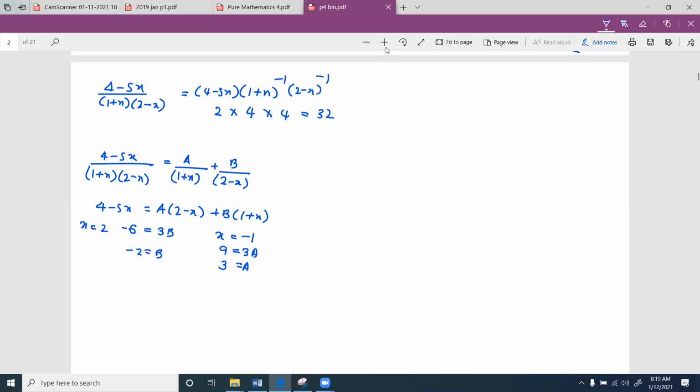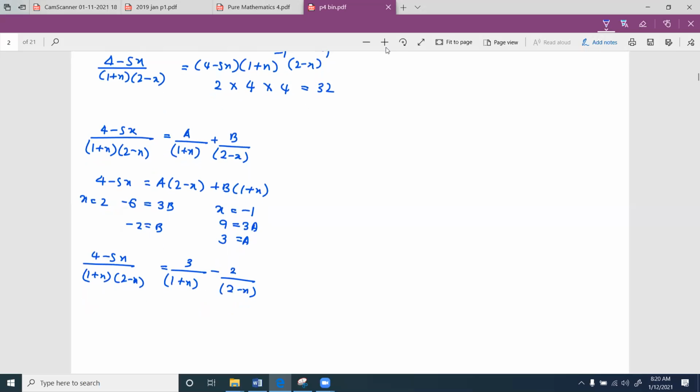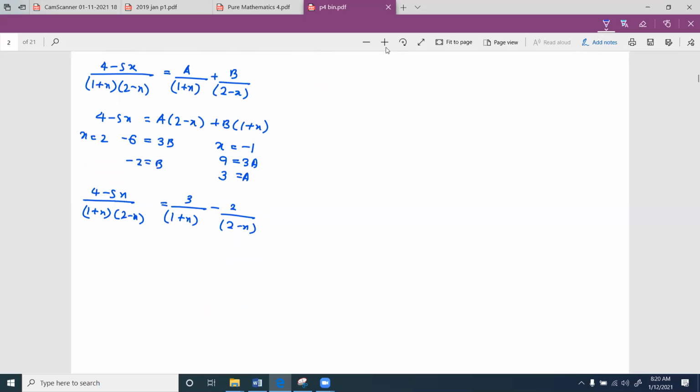So this expansion turns into (4 minus 5x) over (1 plus x)(2 minus x), which becomes an expression like this: 3 over 1 plus x minus 2 over 2 minus x. Now I'm going to expand this. You can write this expression in this format: 3 times (1 plus x) minus 2 times (2 minus x). That is a way of getting this.